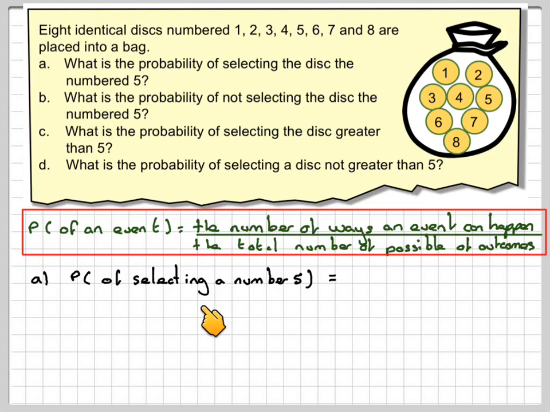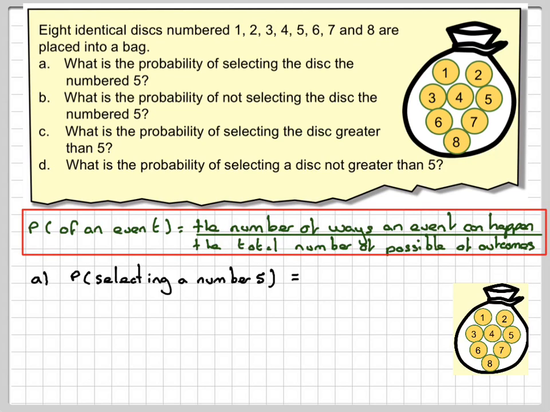The probability of selecting a number 5. How many ways can we select a number 5 from this experiment? Well, here we have the bag. There is one way of selecting a number 5 because there's just one of them, so it's going to be 1, and there are 8 outcomes altogether, so it's 1 divided by 8.